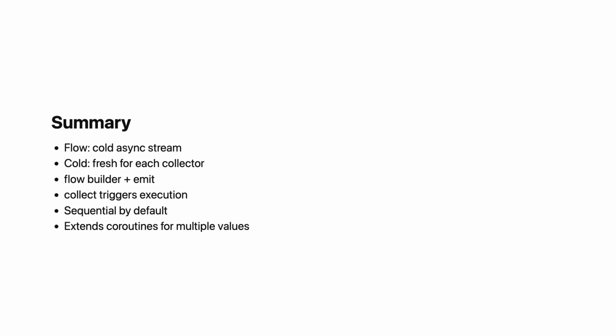Flow is a cold asynchronous stream of values. Cold means it runs fresh for each collector. No shared state, no lost values. Create flows with the flow builder and emit values inside. Collect flows to receive values. Collect is a terminal operator. Flow is sequential by default. Simple and safe, Flow extends coroutines to handle multiple async values elegantly.